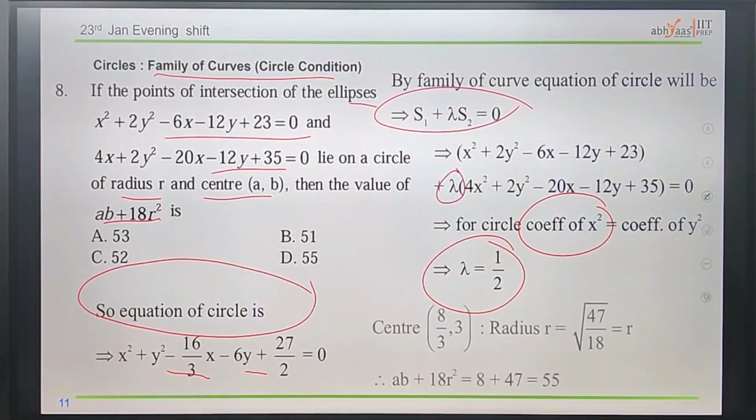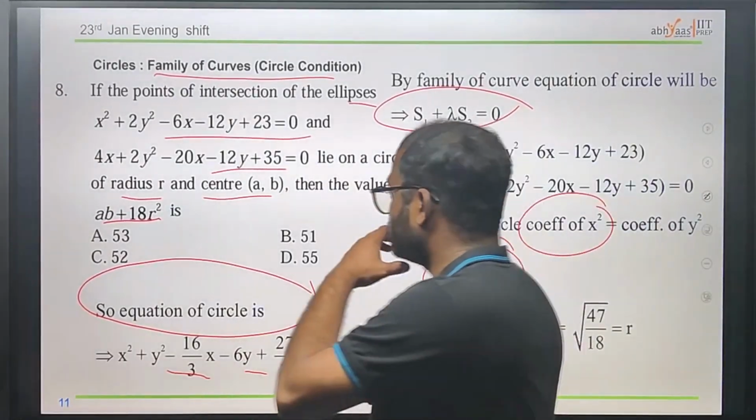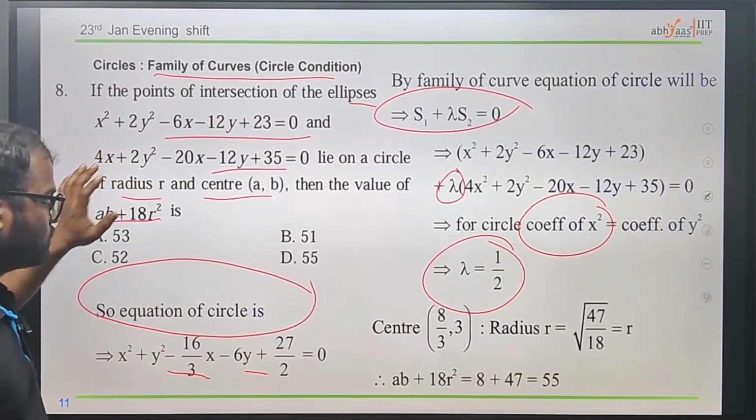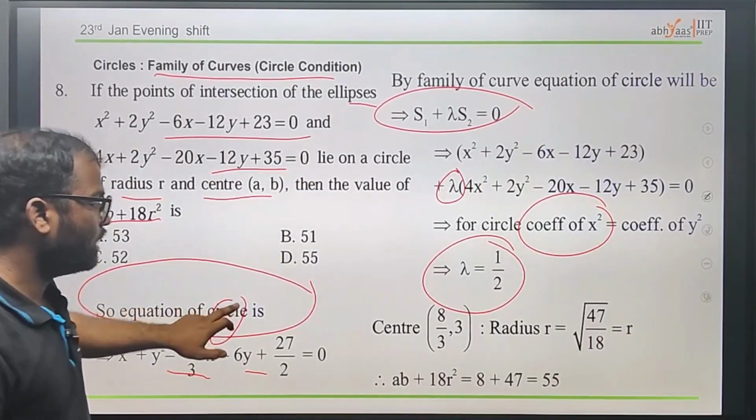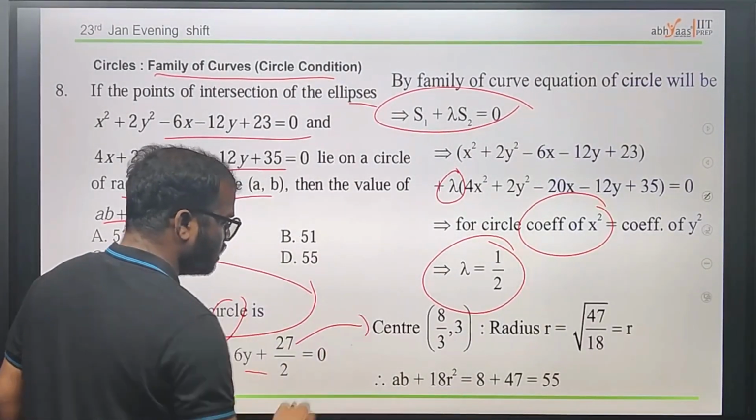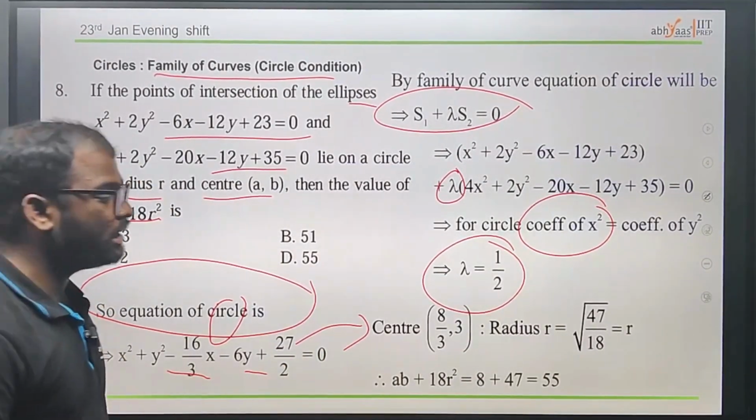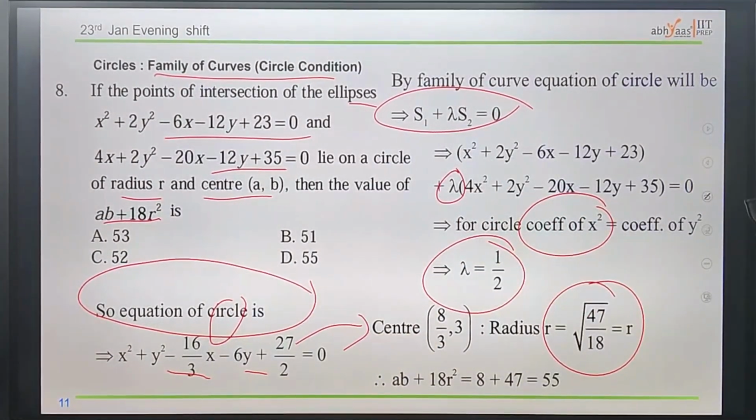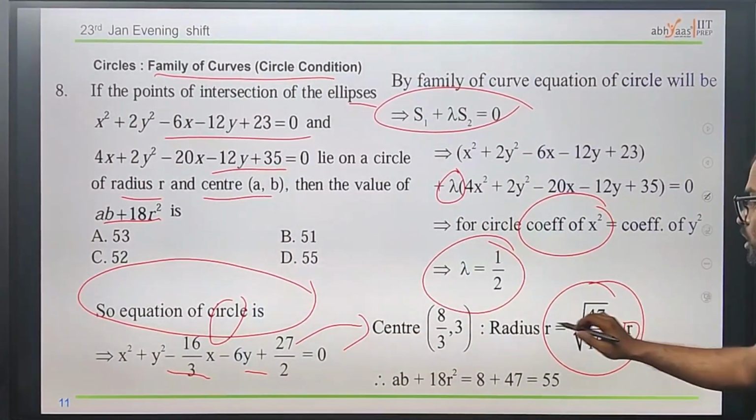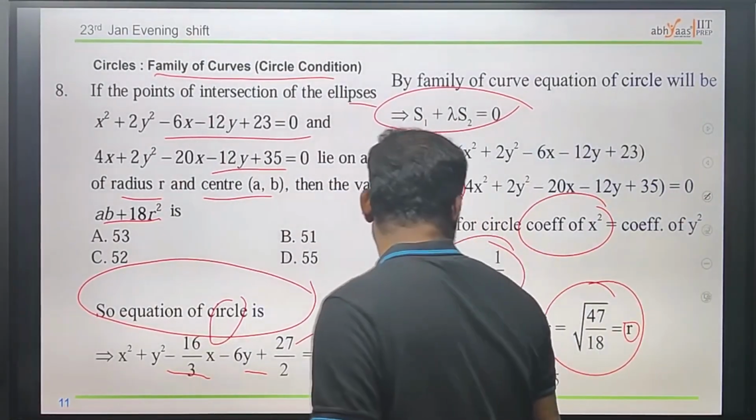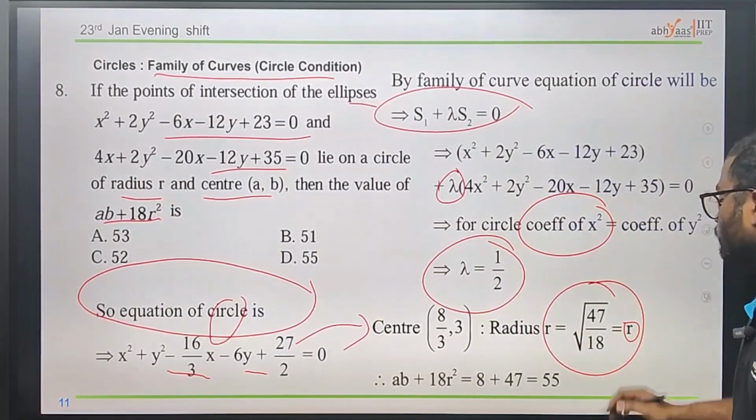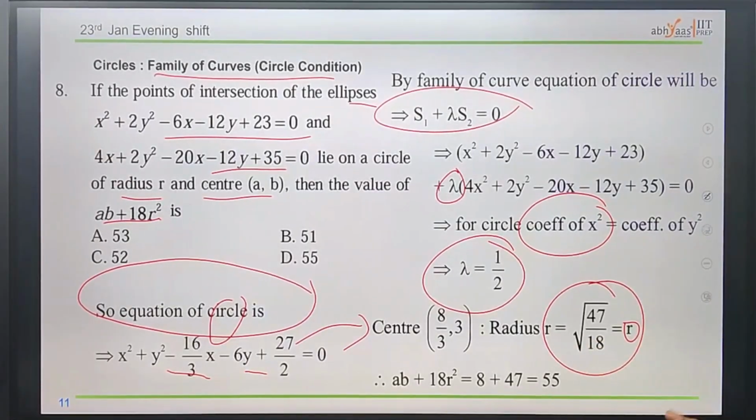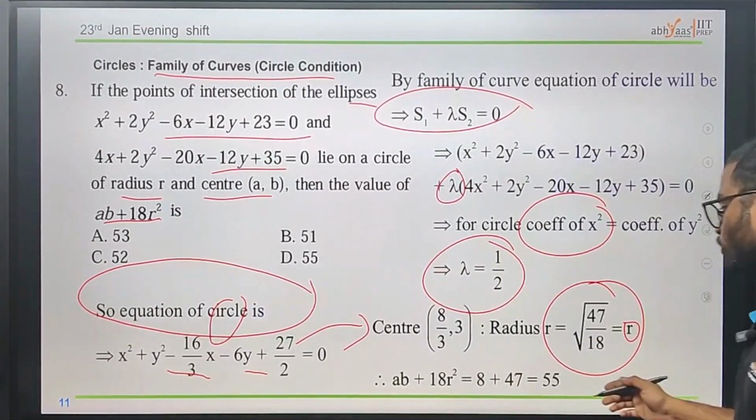Now just substituting those values whatever we have in the equation of the circle, I hope you understood. Next, from this one we have 8 by 3 and 3 as the center, and the radius is root 47 by 18, which is equal to r. We know we can find the center as minus g, minus f, and the radius is the square root of g square plus f square minus c, the formula we know. I hope you understood.